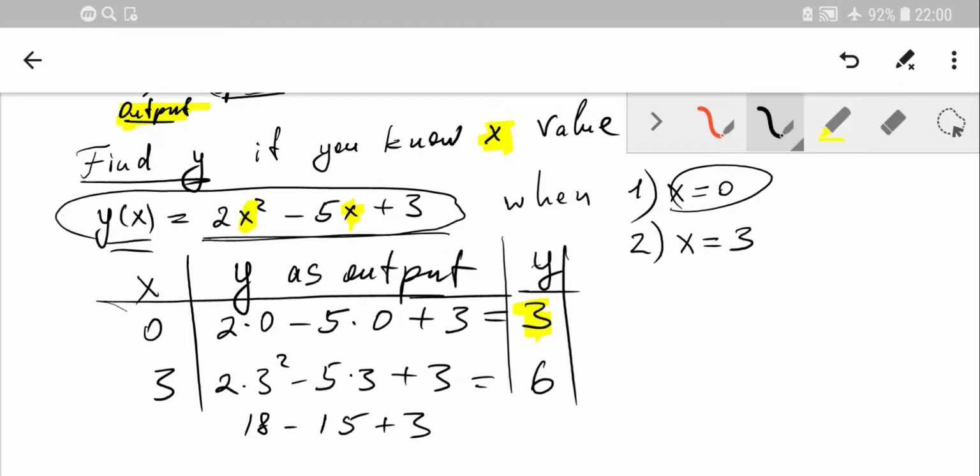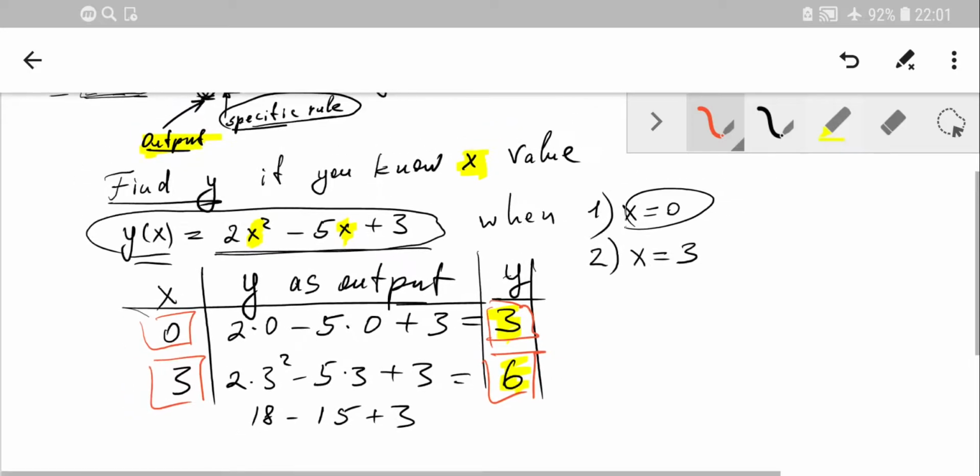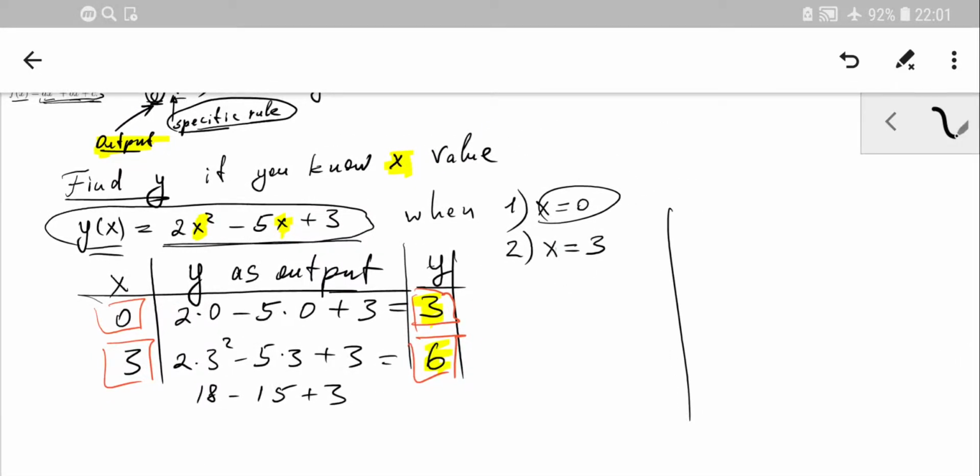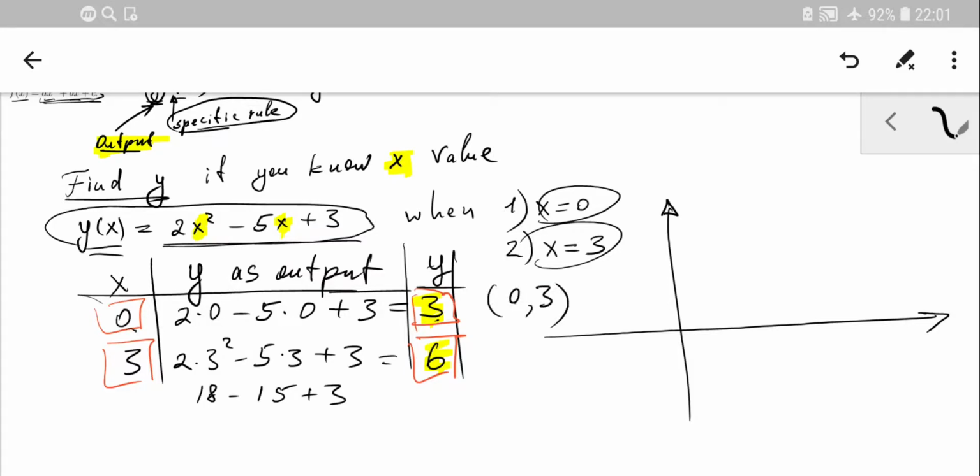Okay, so that's how it works, and we have again output value. So simply what we got for 0, x coordinate will have y coordinate equals 3, and for 3 we'll have y coordinate equals 6. So we can even set up simply 2 points that we've got. The first point is 0 and 3, and the second point is 3 and 6.